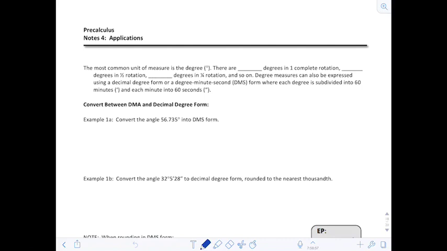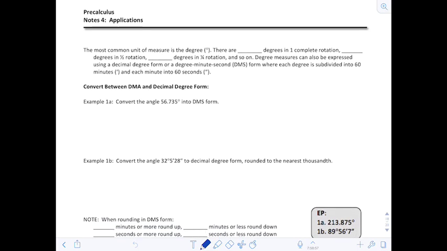Okay, this is the last part of 4.1 through 4.3. We're going to tack on some applications to what we've learned so far in this chapter. So as we talk about degrees, we're going to look at something else that we can do with these, which is to break them down.